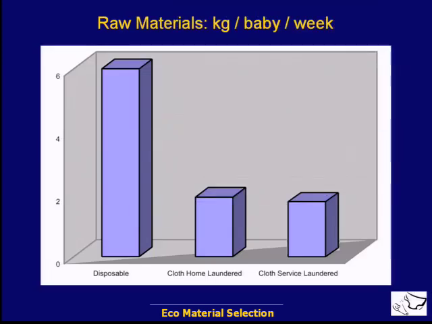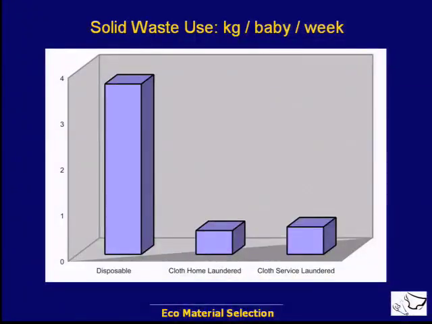But talk about raw materials. Disposable diapers, of course, use much more raw materials, upwards of 6 kilograms per baby per week versus 2 on the cloth. And, of course, solid waste is going to follow directly, not just from the diapers, but also from the packaging. Okay. And you see a little bit more solid waste from the service laundered diapers. That's probably from packaging on the redelivery when they're brought back.